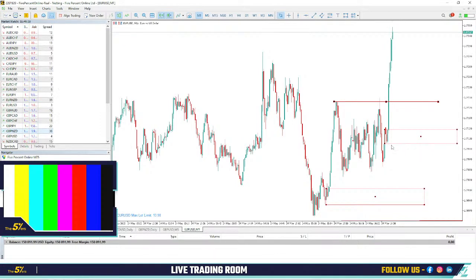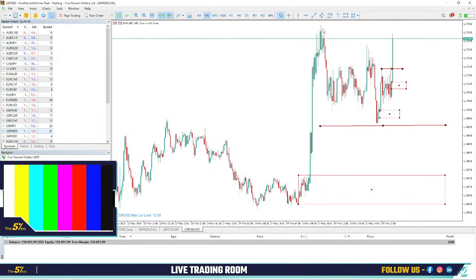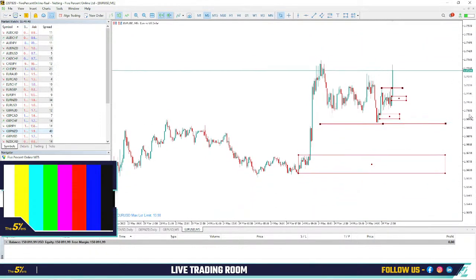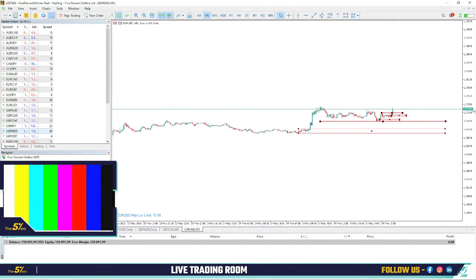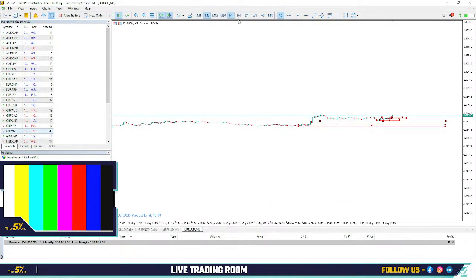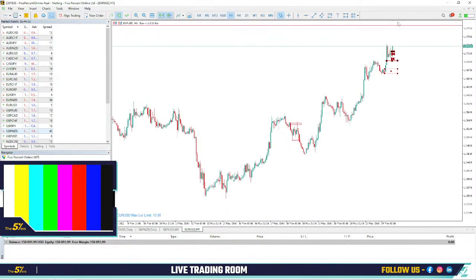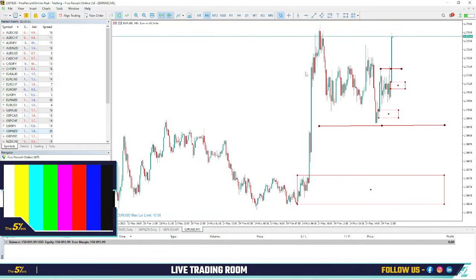So my play would be now to wait for a pullback and try to catch a potential move higher in case it breaks the highs, because if it breaks, it has some room to run all the way to the next supply available, which is up there. That would be the play.